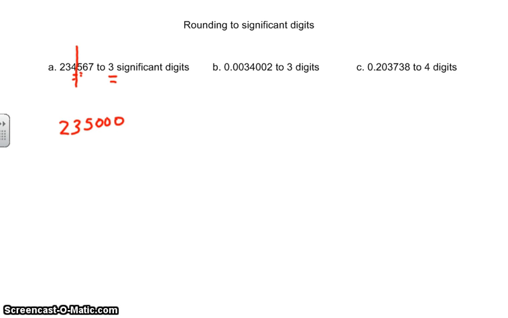My next one only wants 3 digits. So that's my first, second, third. So I have to see if this 0 rounds it up or down. Well, obviously a 0 is not rounding anything up. So my answer now is 0.0034. I have 3 significant digits now.